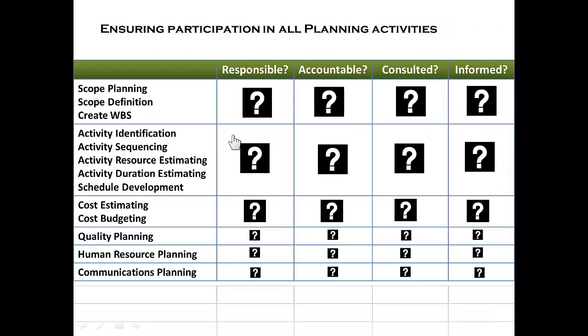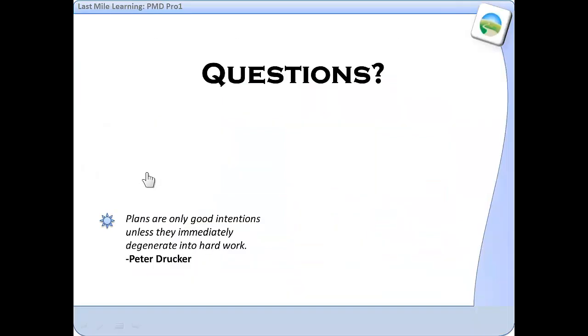So it's very useful to identify those people in advance and then to keep this updated. And like I said, the RACI can be used for a number of different tools and different processes in PMD Pro, so it has a lot of applications. Those are the highlights for the module on project management implementation.